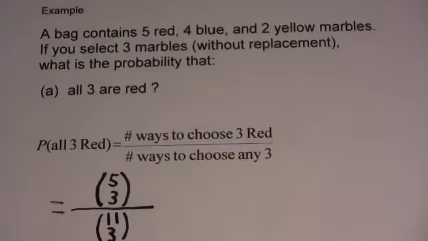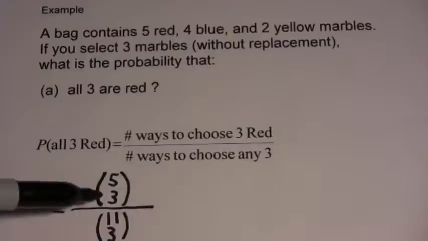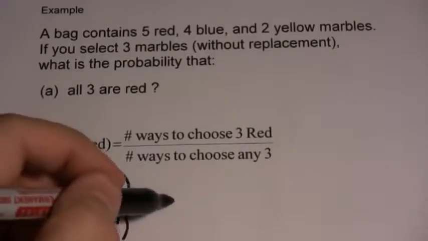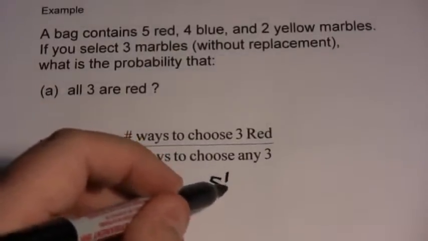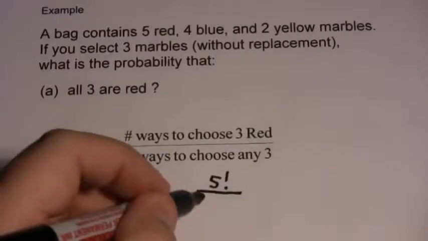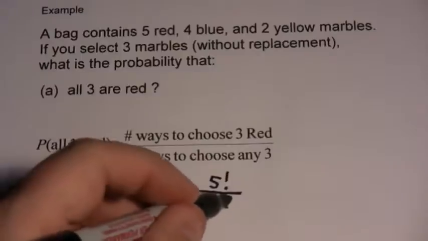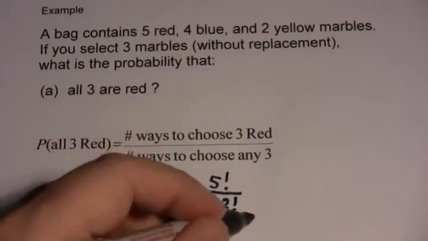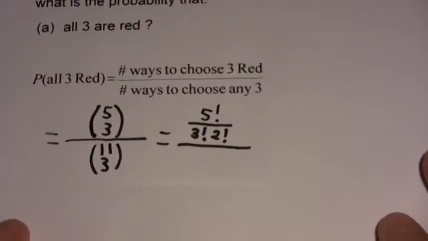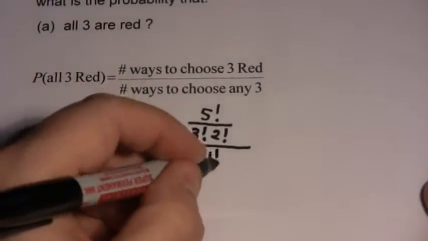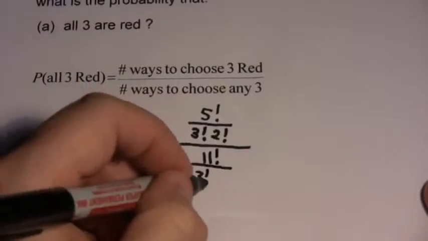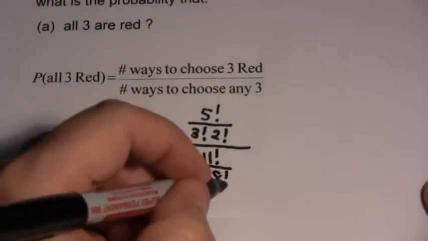So the probability of choosing all 3 reds is the number of ways to choose 3 red divided by the number of ways to choose any 3, which is 5 things taken 3 at a time divided by 11 things taken 3 at a time. Now, when you write out the factorials, remember your calculator doesn't do combinations, but it does do factorials. So that's 5 factorial over 3 factorial times 2 factorial up top, and then down bottom that's going to be 11 factorial over 3 factorial, and 11 minus 3 is 8 factorial.